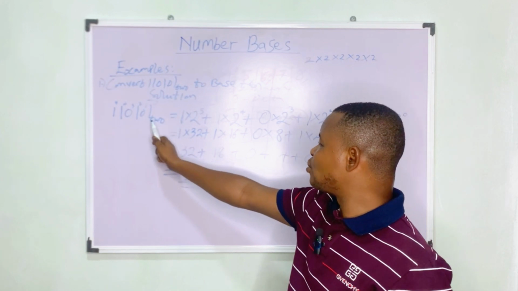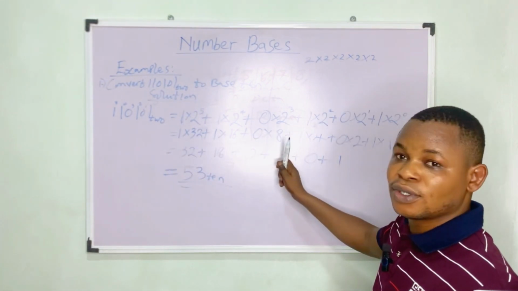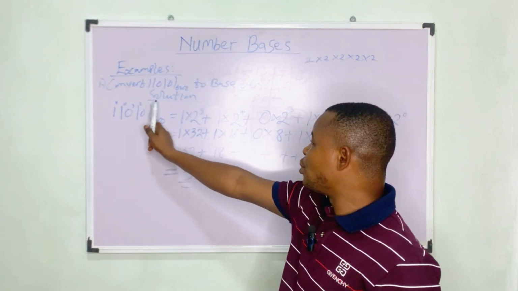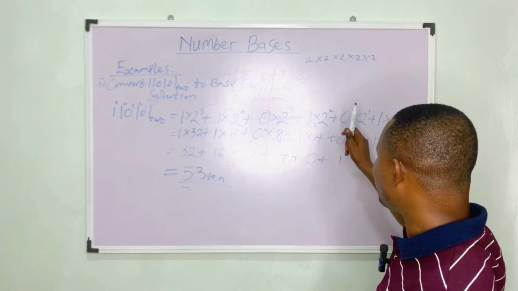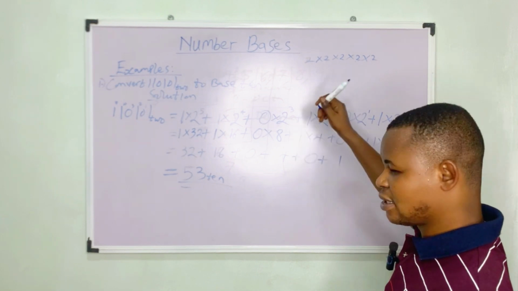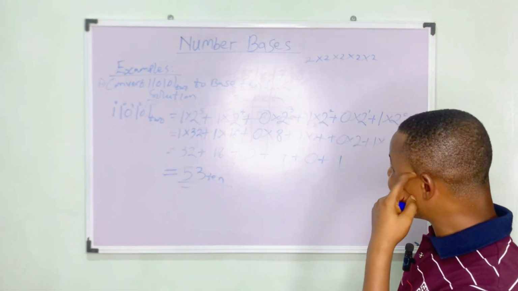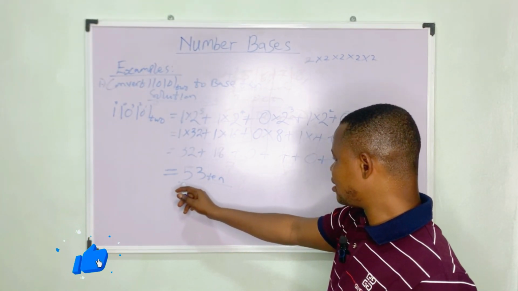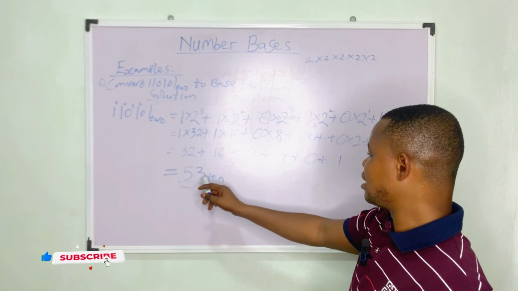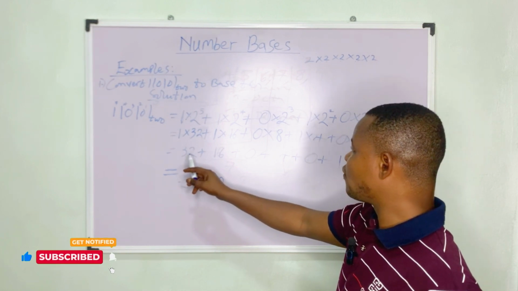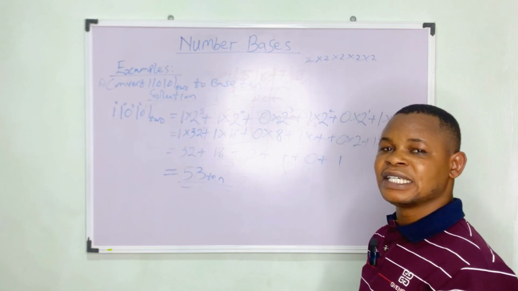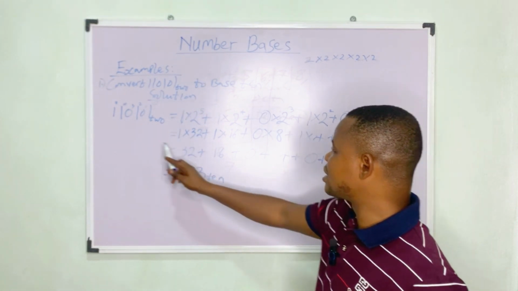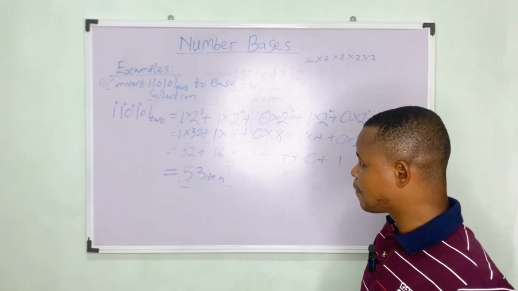Let's assume this is in base 3. We're going to follow this procedure to convert it to base 10. Let's assume it is base 8 here. We're going to follow this procedure to convert to base 10. Now, for clarity, I'm going to convert this 53 in base 10 back to base 2, and let's see if it's going to give us the same answer as we got here.